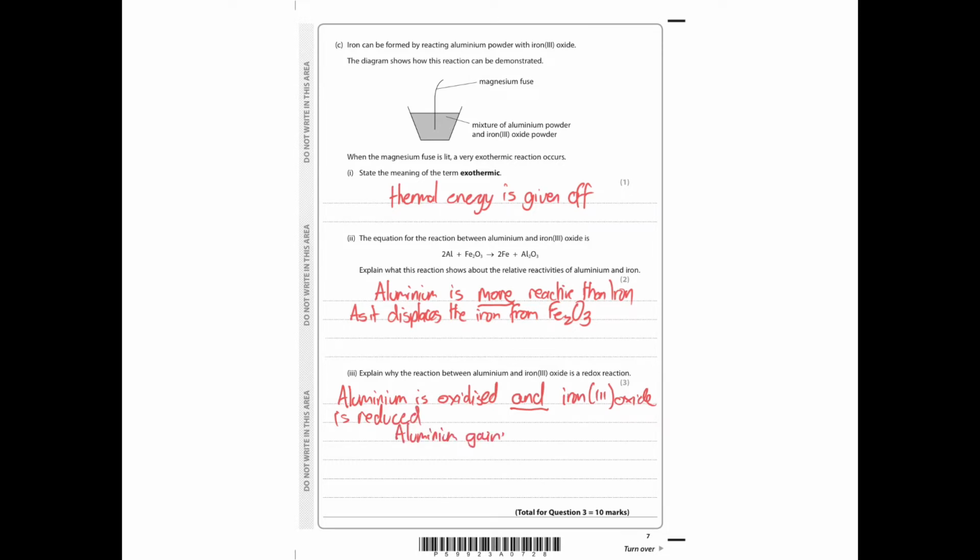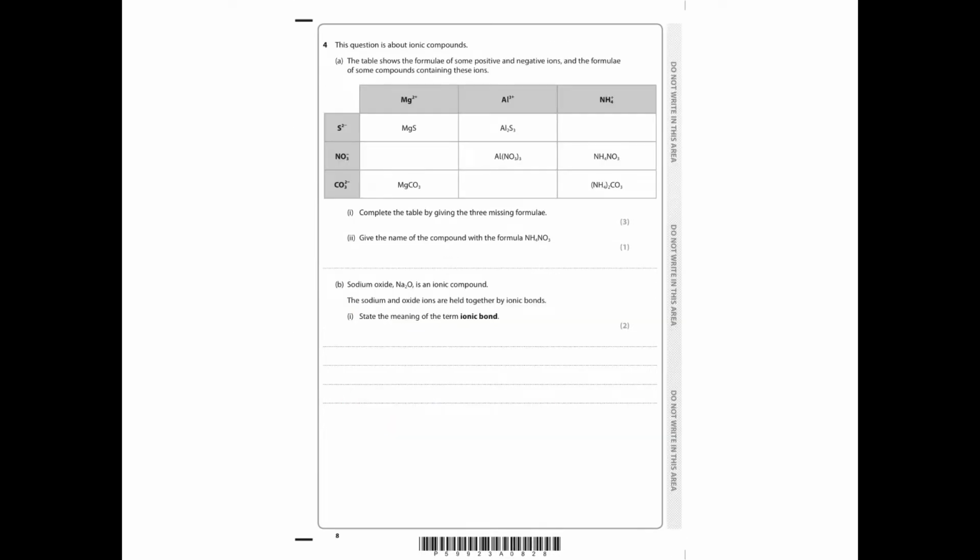Therefore, aluminium has gained oxygen, as shown by the equation, and iron(III) oxide, again not iron, but iron(III) oxide, has lost oxygen. Question 4 gives you a table of different ions and asks you to come up with the chemical formulae. If you write out the individual ions, like NH4 1+ and S2-, you can use the drop and cross method, where you drop the numbers down and cross them over to give you the chemical formulae.